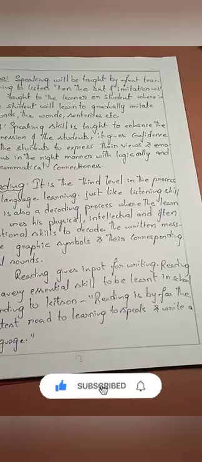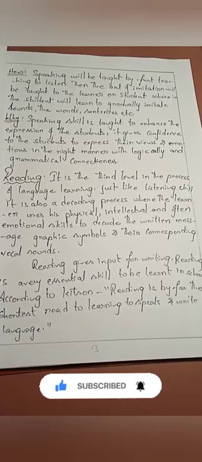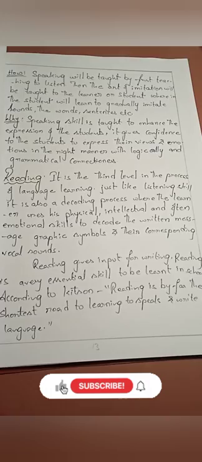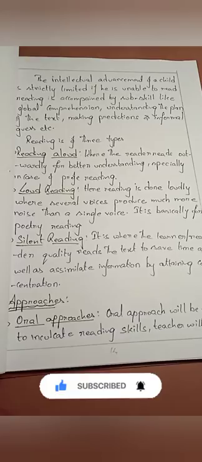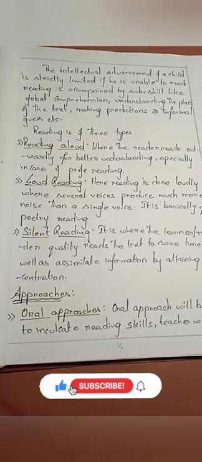And reading is the third level in this process of language learning. Just like listening skills, it is also a decoding process where the learner uses his physical, intellectual and often emotional skills to decode the written message, graphic symbols and their corresponding vocal sounds. Here reading is of three types: reading aloud, loud reading and silent reading.